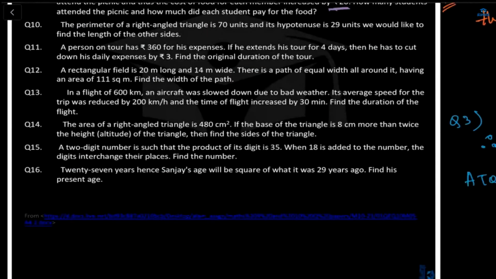Now question number 11. A person on tour has 360 for his expenses. So the total amount that the person has in his pocket for the expenses on the tour is 360 rupees. His budget was 360 rupees. Now, if he extends his tour for 4 days, if he is going to stay longer, he extended 4 days, then he has to cut down his daily expenses by 3 rupees. Whatever was his estimate for his daily expenses, now he has to cut it down by 3 rupees. Find the original duration of the tour. So what will be the original duration of the tour?